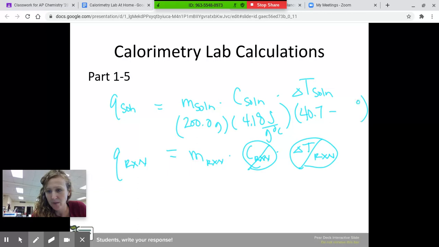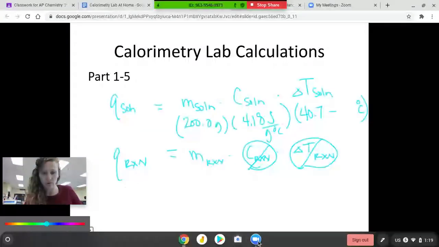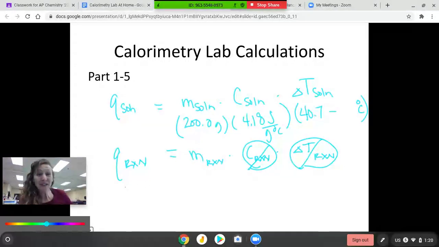All right, I ran into an issue. Did anyone else run into this issue? I don't have an initial temperature because my 2 initial temperatures are different. What should we do? Yeah, we're going to average them.